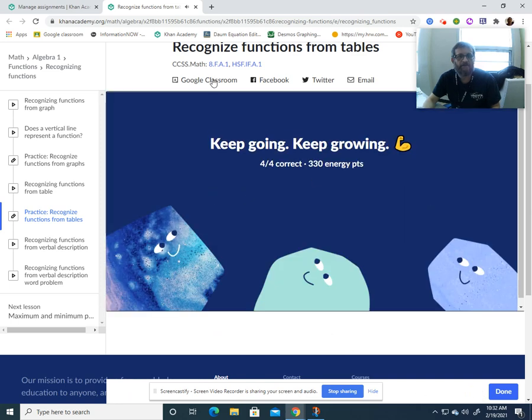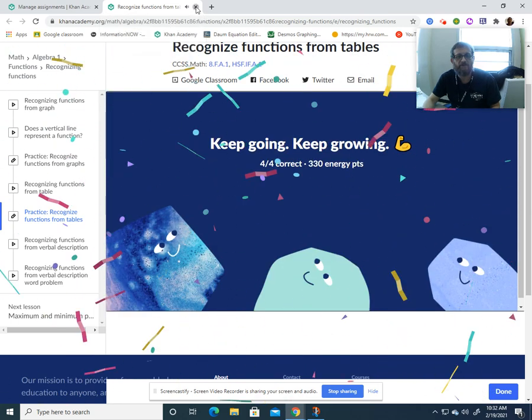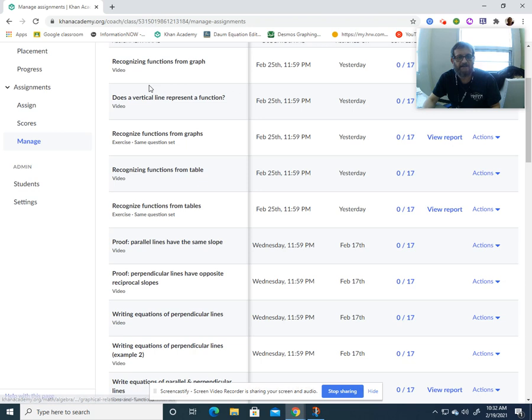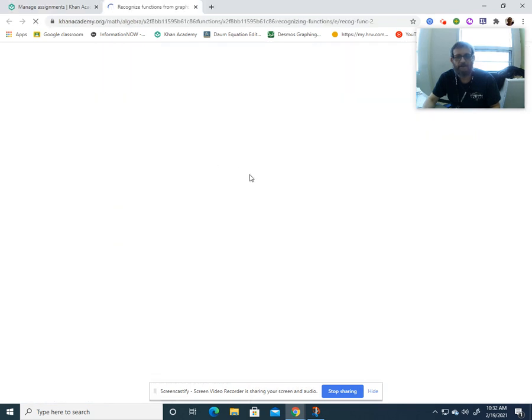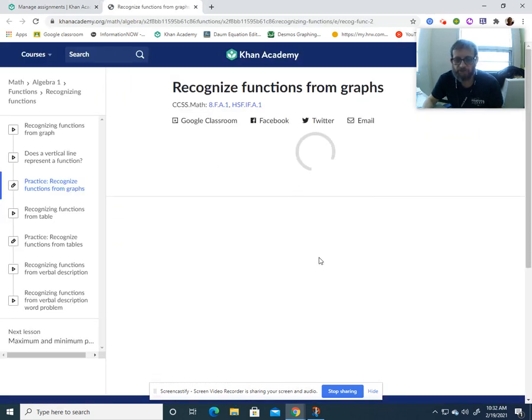Now, I think what I'm going to try to do here is go right ahead and do the next, because it's about recognizing it from a graph, which I think will relate. So I'm going to just go straight into it.